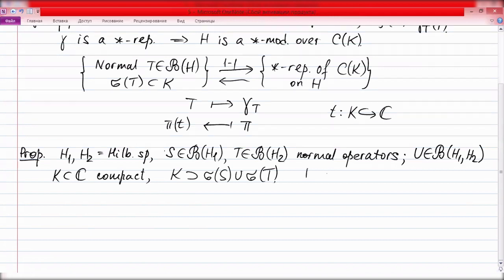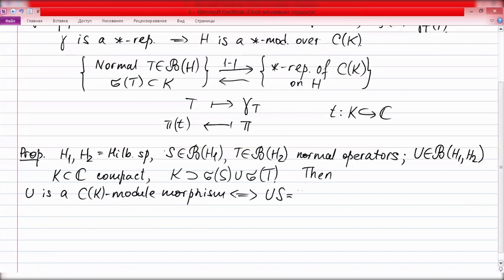I claim that this operator U is a C(K) module morphism if and only if it intertwines S and T, in the sense that this formula holds, and intertwines S star and T star. Well, the proof is very easy.